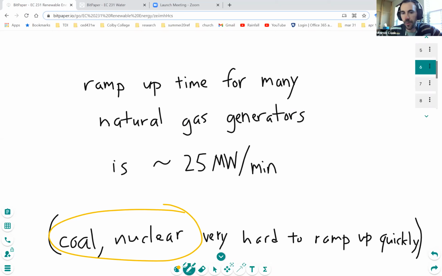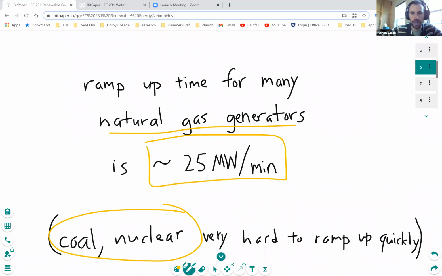What's typically required for quick, rapid generation and easy ramp up times is something like a natural gas generator, where the average rate at which they can ramp up is on the order of 25 megawatts per minute. Keep that number in your head. I'll explain a little more about the context for that number and what it means for grid management in a second, but keep that number in your head. Roughly 25 megawatts per minute is the average ramp up rate for a natural gas generator.